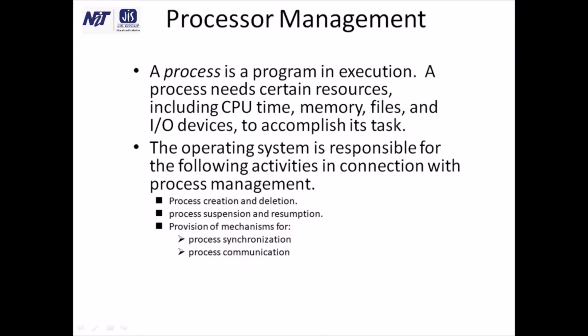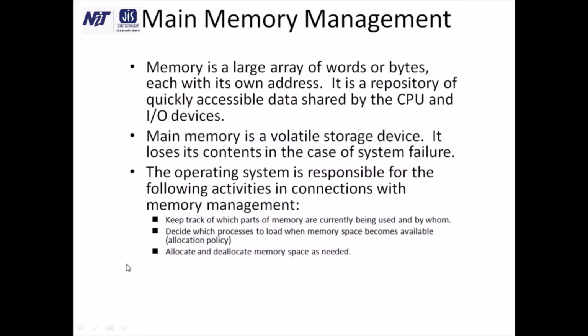A process needs certain resources, including CPU time, memory, files, or IO devices, to accomplish its task. The operating system is responsible for the following activities: process creation and deletion, process suspension and resumption, and provision of mechanisms for process synchronization and communication. All of these happen during process management.